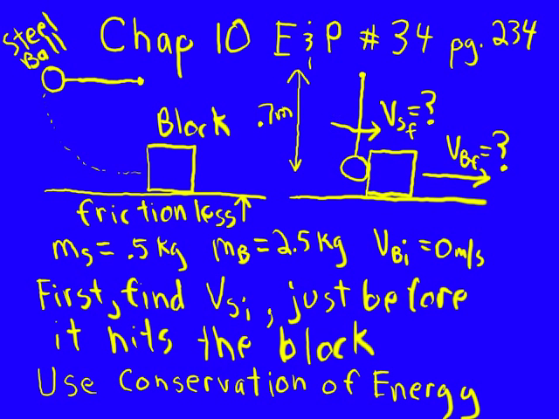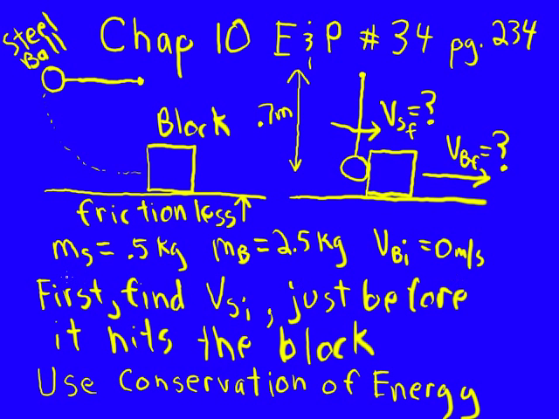This is from Chapter 10 in Halliday, Resnick, Walker, 5th edition. It's number 34 on page 234. And so we're neglecting friction on the surface, or we're solving for this immediately after the collision before friction has had a chance to change the momentum of the objects.